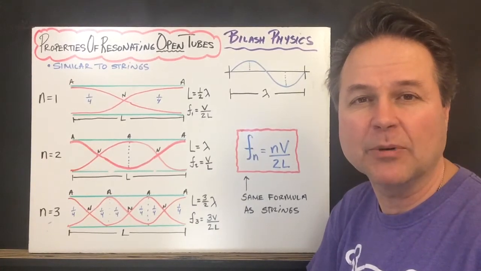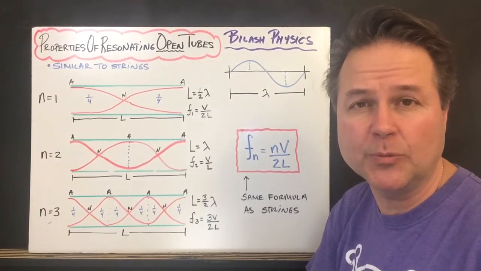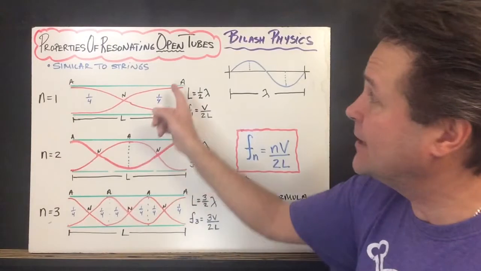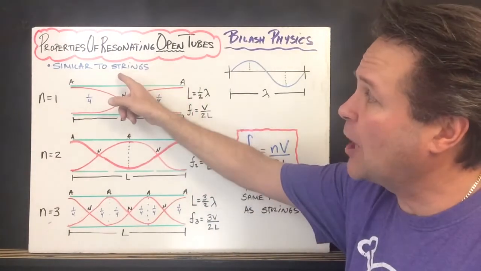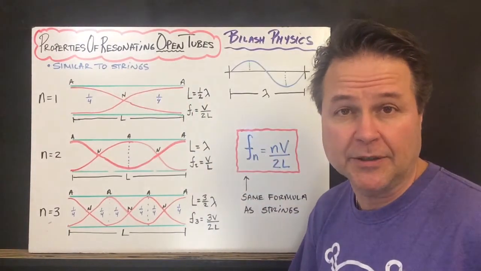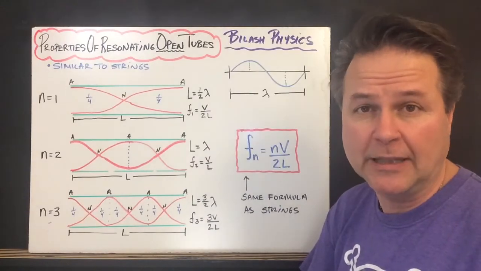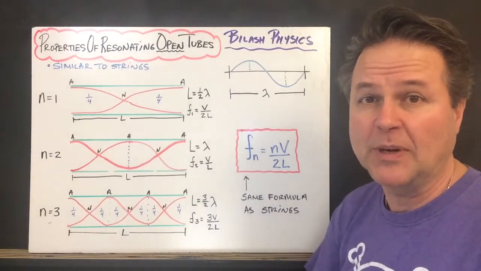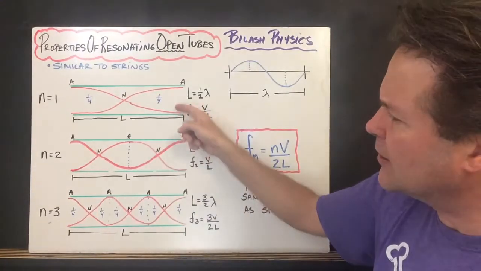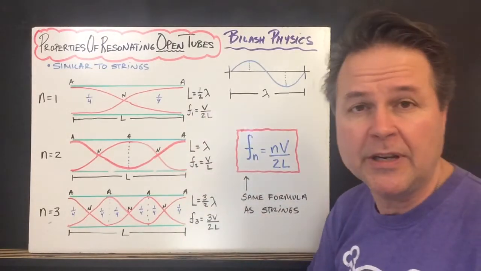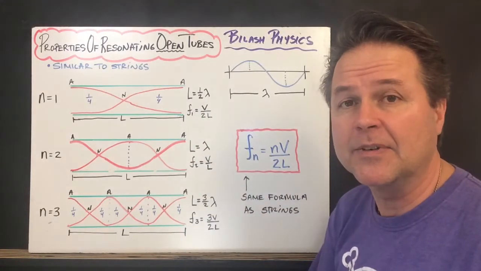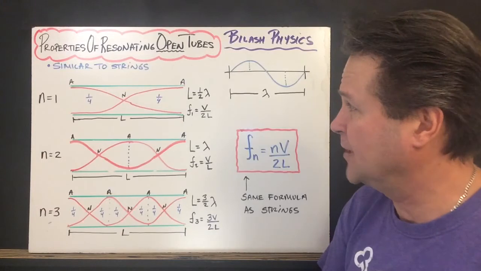In this lesson, I'm going to review the properties of open tubes that are resonating. Now, resonating open tubes have properties which are similar to strings, and you've already reviewed the lesson on strings which are resonating. So here I have sketches of the three harmonics of open tubes which are resonating.